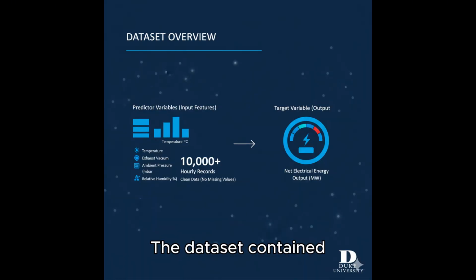The dataset contained almost 10,000 hourly records. Each record included 4 predictors, which were temperature, exhaust vacuum, ambient pressure, and relative humidity. The target variable was the net electrical energy output measured in megawatts.